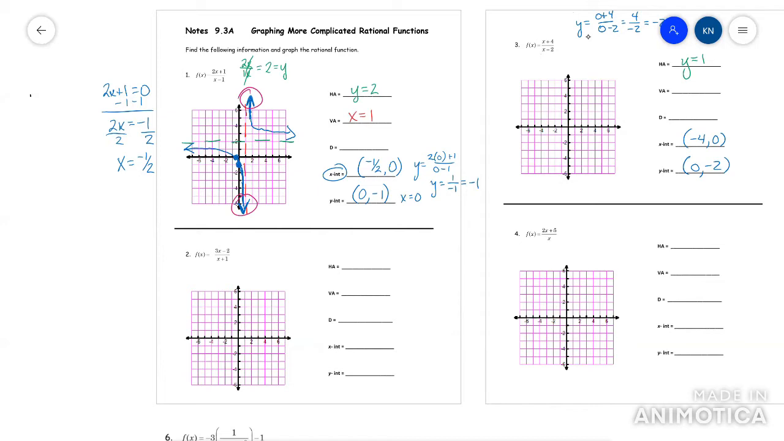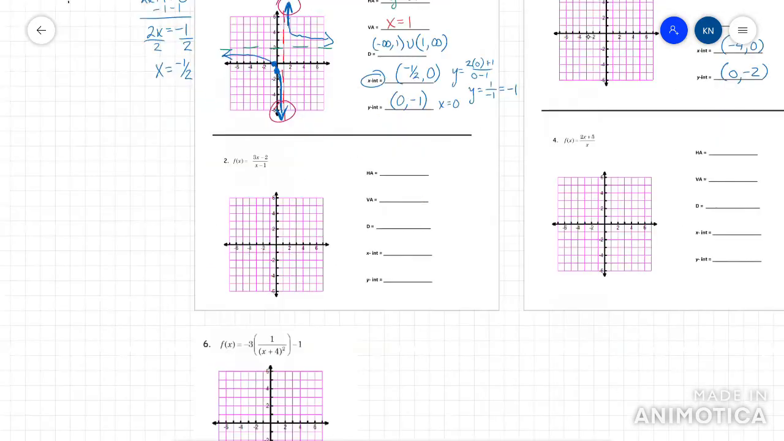So the domain of this line, there's two pieces being broken up by this vertical asymptote. So I've got a piece to the left, and that piece runs from negative infinity to the VA at 1. And then the piece on the right runs from the VA at 1 to positive infinity. And I would be done with this problem. Let's look at number 2.